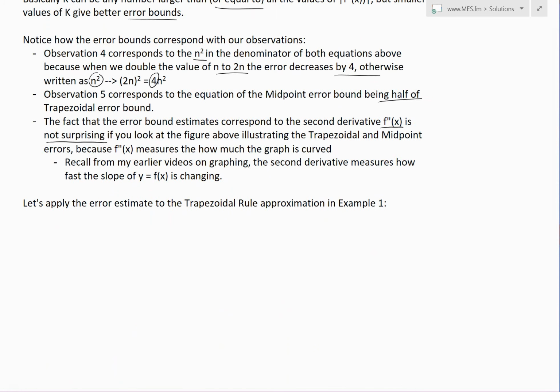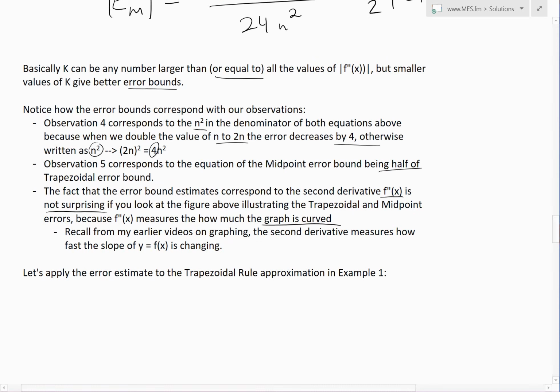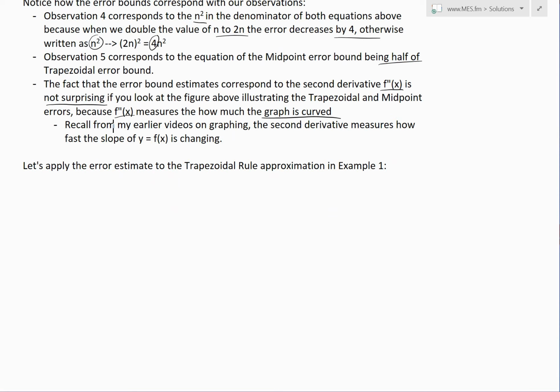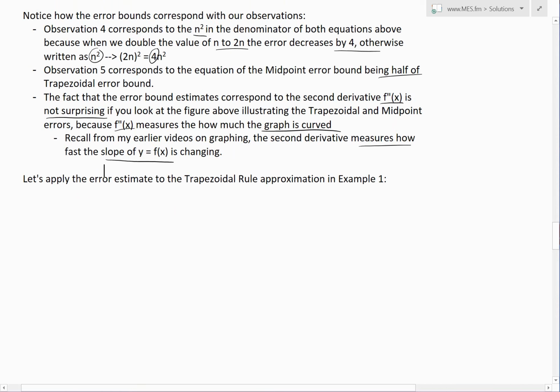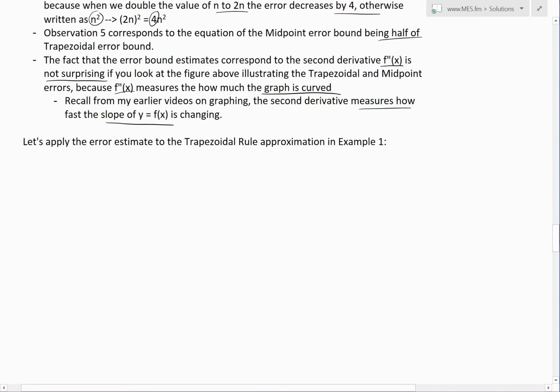And those correspond basically right here, because the second derivative measures how much the graph is curved. The more curved, the larger the value of k, the bigger the f double prime of x, and the bigger the error estimate you should be getting. Also recall from earlier videos on graphing, the second derivative measures how fast the slope of y equals f of x is changing, like acceleration versus velocity versus distance. You can learn more about this in my earlier videos on graphing.